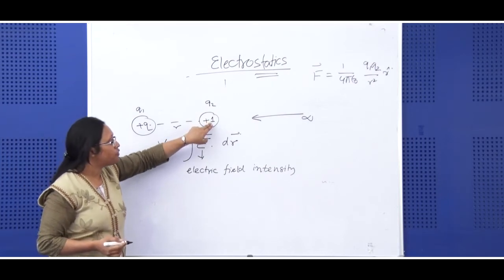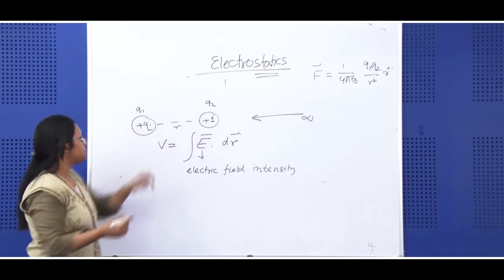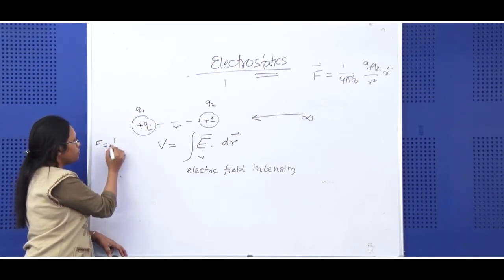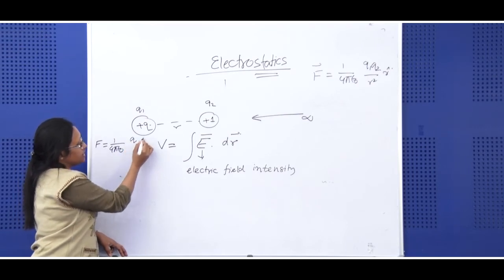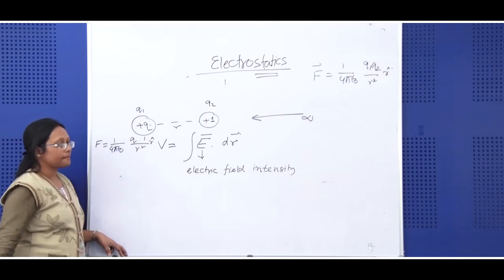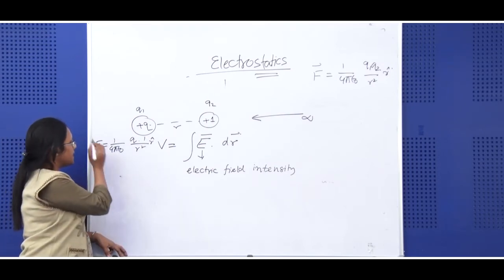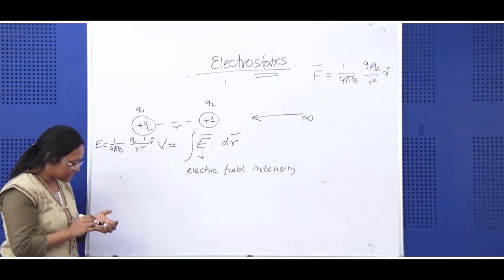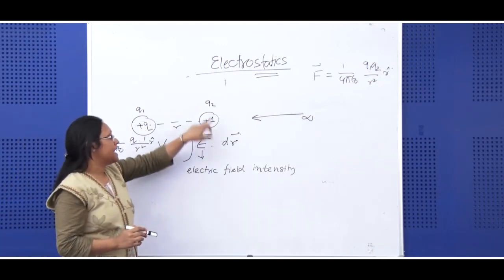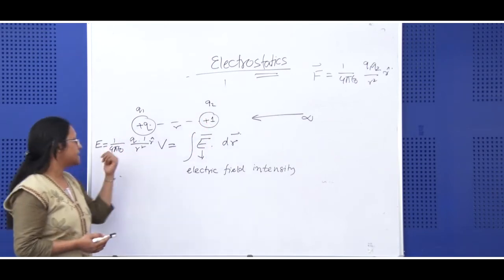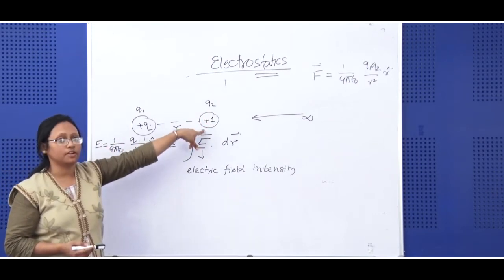So definitely the force experienced by this unit positive charge, we can write as F is equal to 1 upon 4 pi epsilon naught Q into 1 by r square into r unit vector. This force is called the electric field intensity. That means it is defined as the force experienced by a unit positive charge placed at this point. That is the electric field intensity at that point.